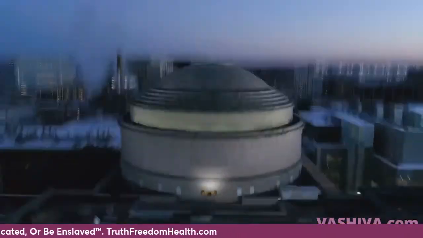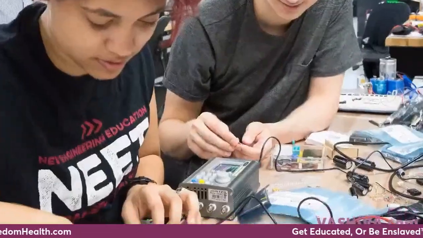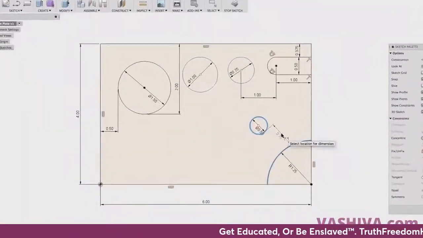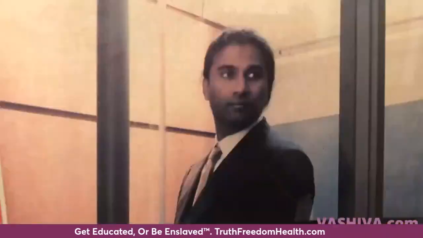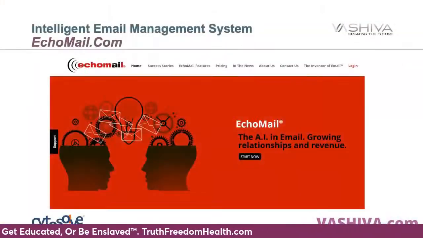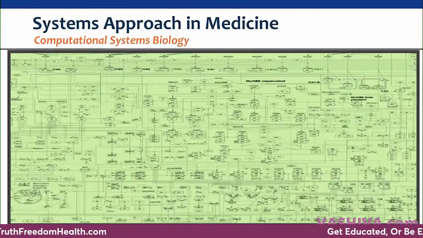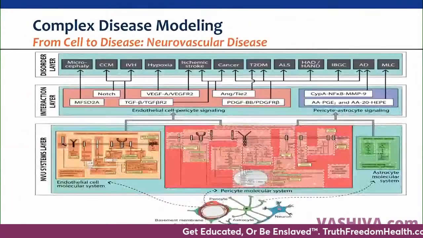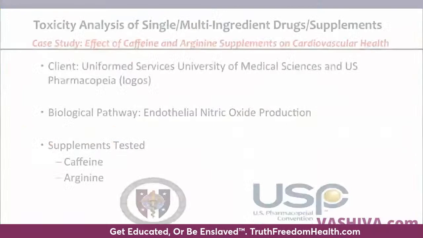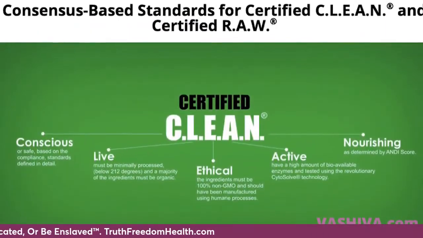I went on to MIT, where I earned 4 degrees across multiple systems of engineering: electrical, mechanical, design, biological. That training led me to invent many other systems for advancing humankind. EchoMail, the world's first intelligent email management system. Cytosolve, a computational biology system for eliminating animal testing to discover new medicines faster, cheaper, and safer. And to the creation of a whole systems methodology for certifying clean food.